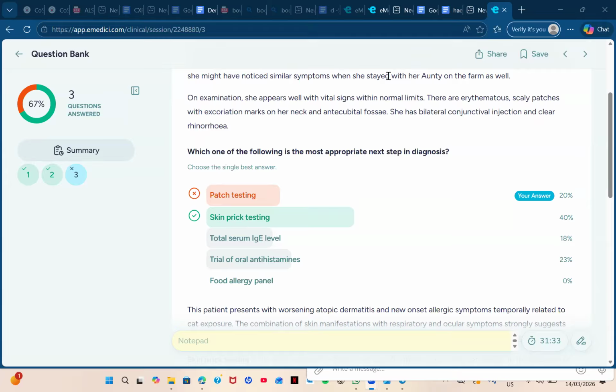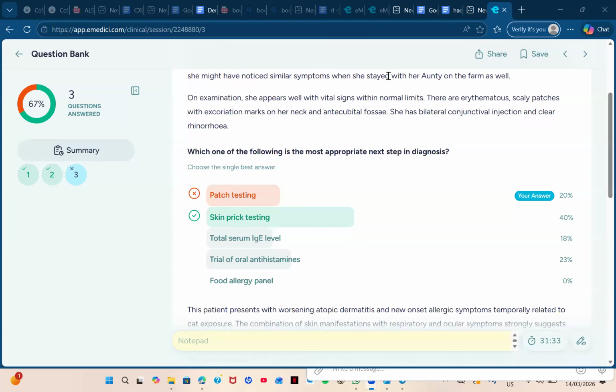So IgE mediated allergies, what are those? Atopic dermatitis, a good example, right? And examples that can trigger these IgE-mediated allergies are dust mite, pollens, animal danders, right, doctors?